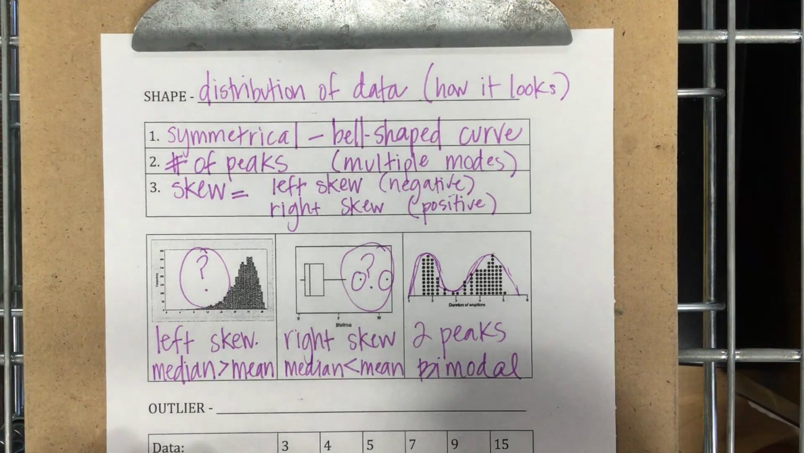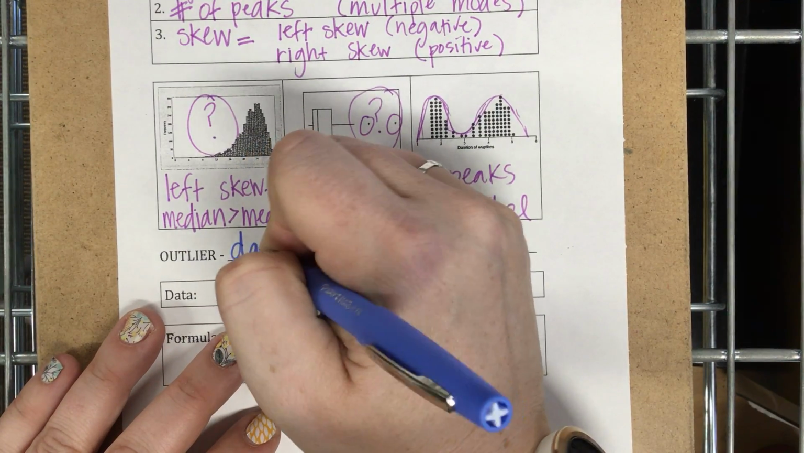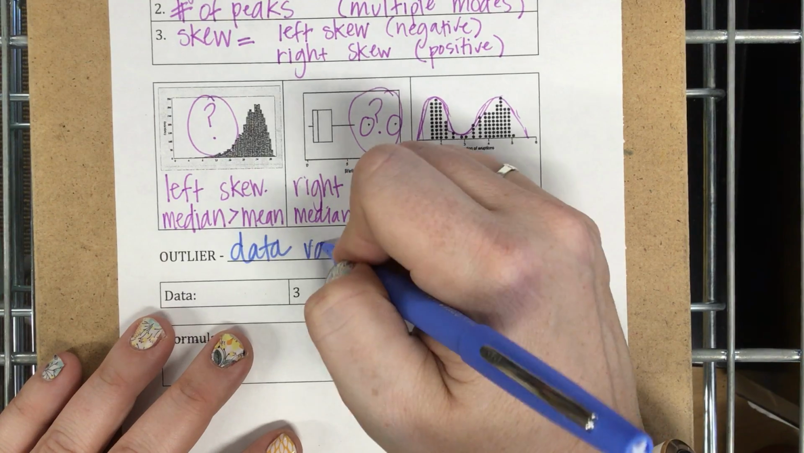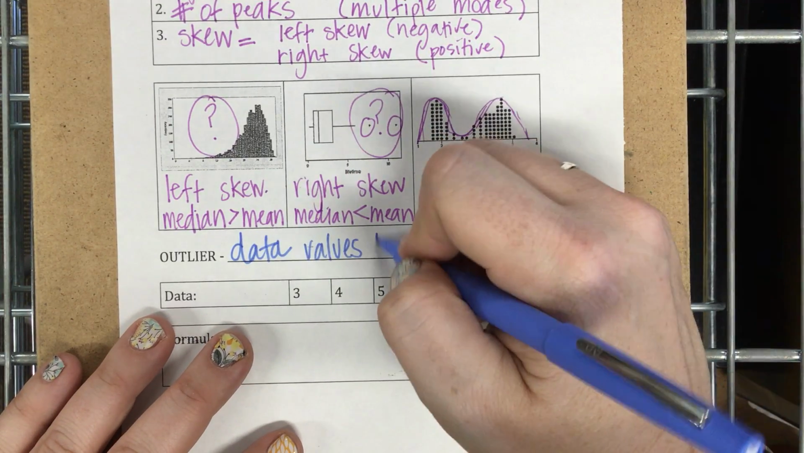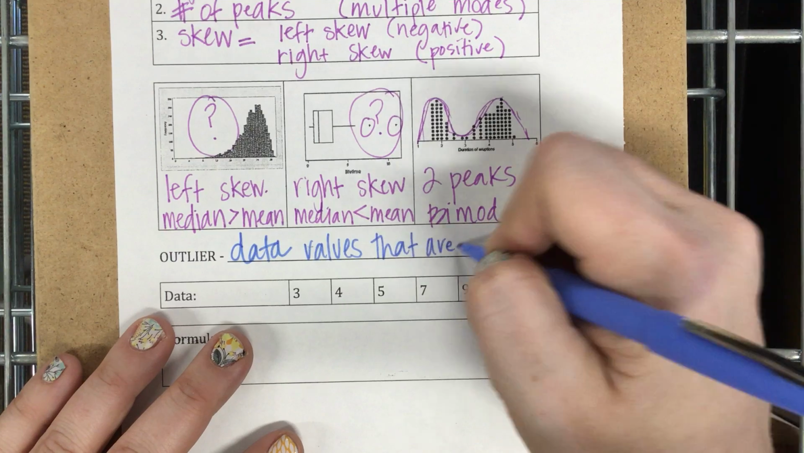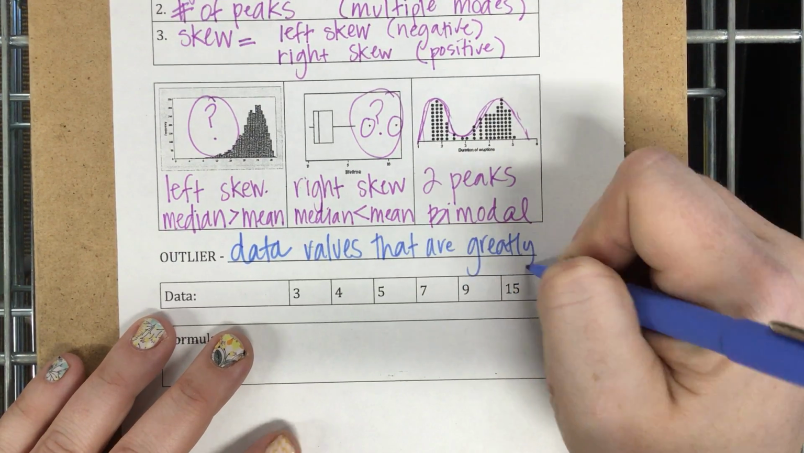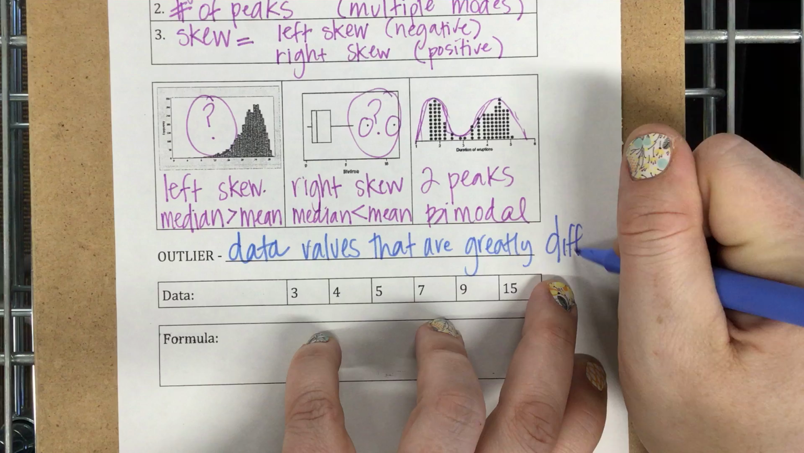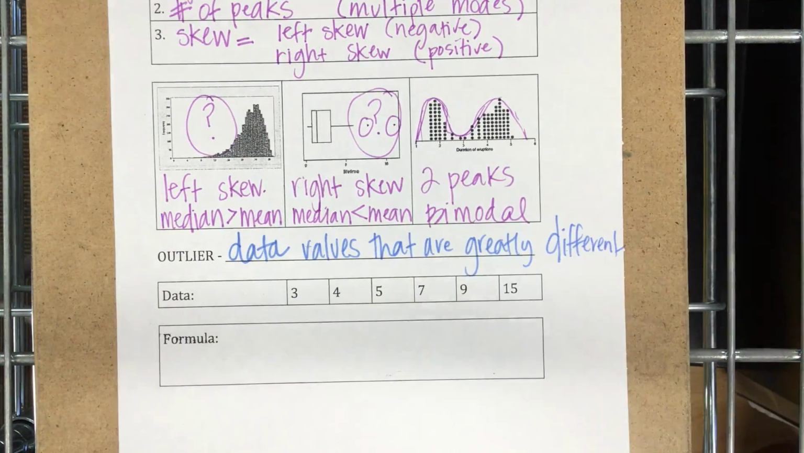Then we talk about outliers, and outliers are data values that are greatly different. But there's a problem with that definition. Because when I say data values that are greatly different, that could mean something to me, and it could mean something else to you. For example, I think just with this general description, there are two possible outliers.